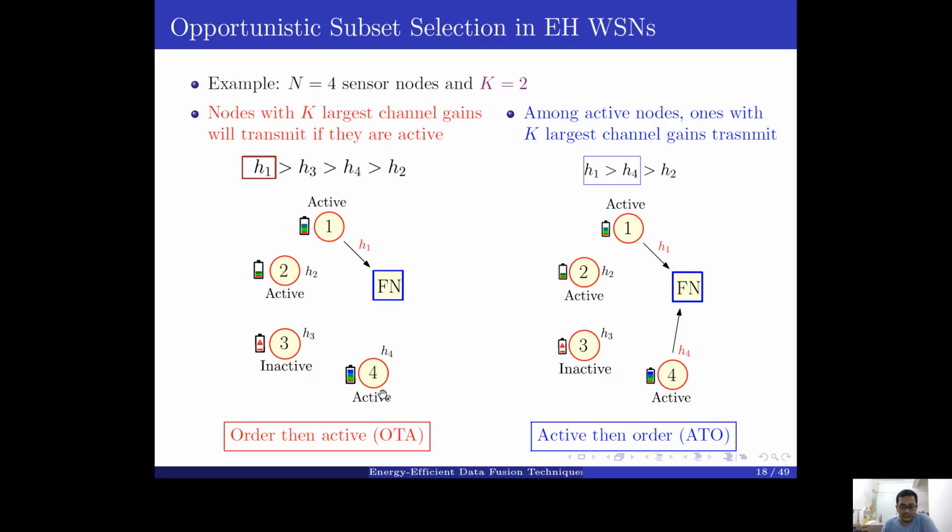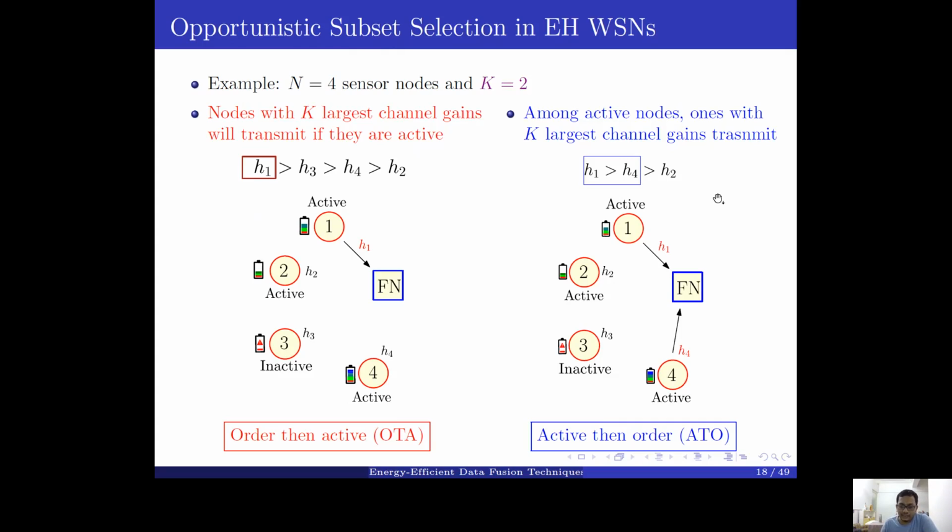The first realization is called ordered then active, or OTA. In this case, the nodes are ordered irrespective of whether they're active or not, and once the nodes are ordered, the k largest among them will transmit if they are active. For example, since we want to make the nodes with the 2 largest channel power gains transmit, here node 1 and node 3 are eligible for transmission. However, as node 3 is inactive, node 1 will only transmit to the fusion node.